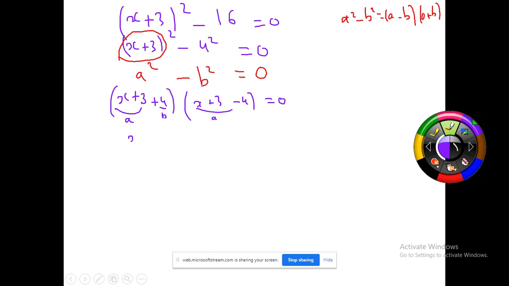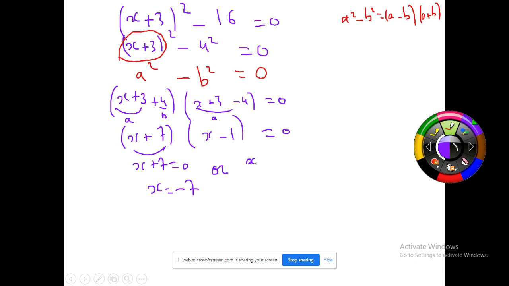So I'm back to my factorized form. It's factorized. So it's x plus, what is 4 plus 3? 7. And 3 minus 4 gives me minus 1. So that's it. And then I solve it. The first one will give me x plus 7 is 0. So x is equal to minus 7. Or x minus 1 is equal to 0. It gives me x equal to 1. So those are my roots. Those are my solutions for this equation.